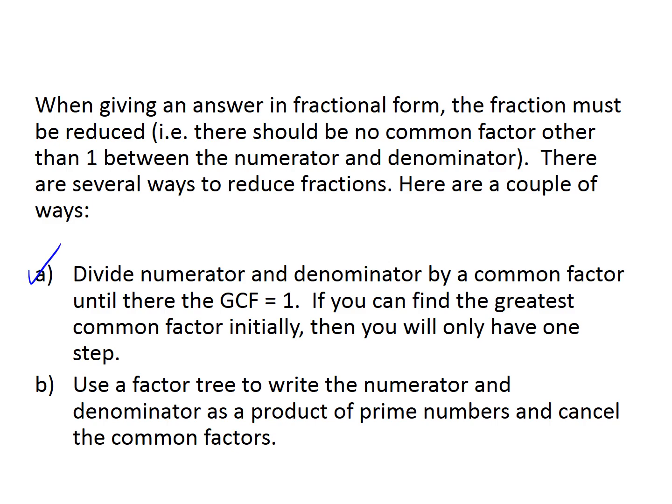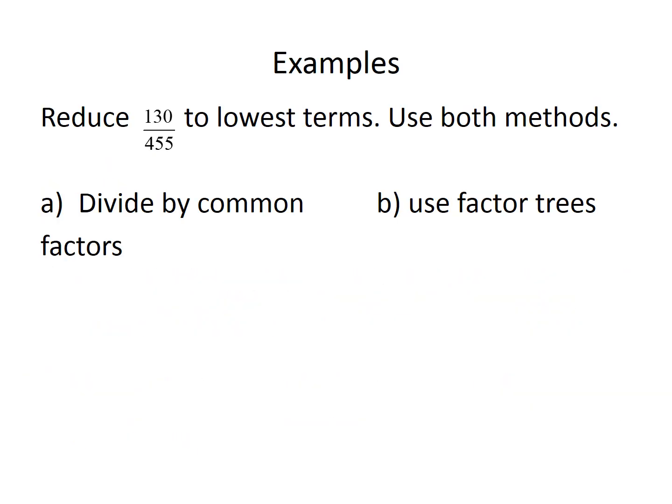So we have two ways. The most common way is just to look for any common factor between the numerator and denominator and divide both top and bottom by the same thing, and keep doing this until you don't see a common factor anymore. You can also, for larger numbers, use a factor tree to write the numerator and denominator as a product of prime numbers and then cancel the common factors. So we'll show you both ways here just to remind you.